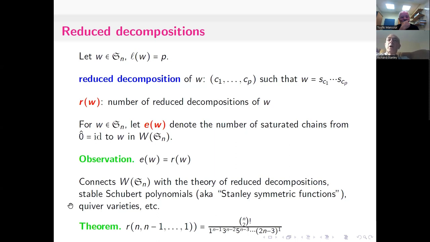So I won't go into any further details, but this just indicates why the weak order is such a nice poset. It has all these connections with other areas and lets you prove, in this case, a pure enumeration theorem using all this fancy algebraic machinery.